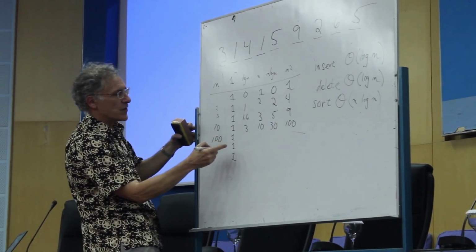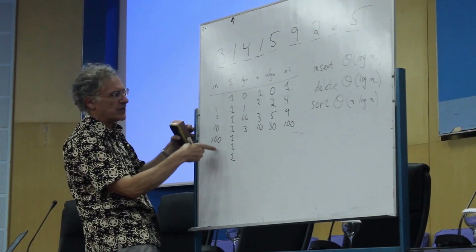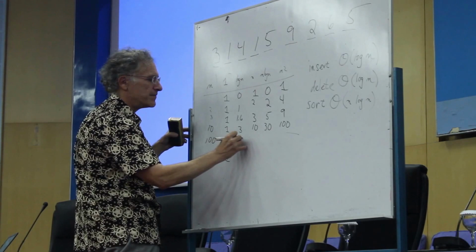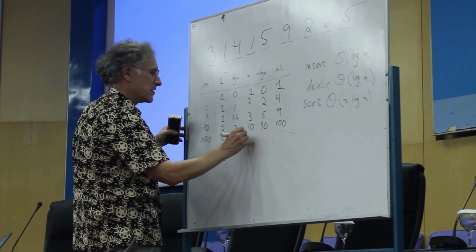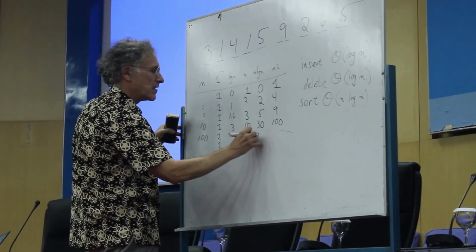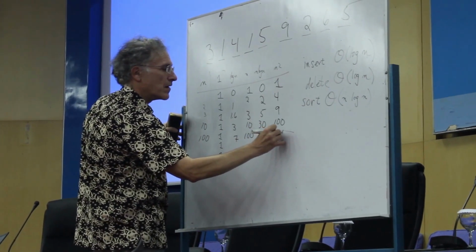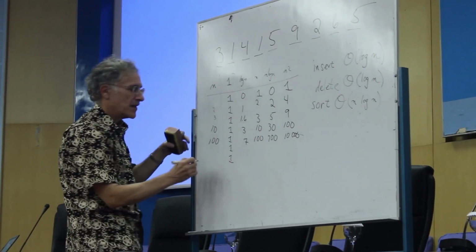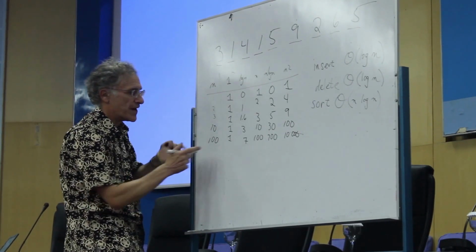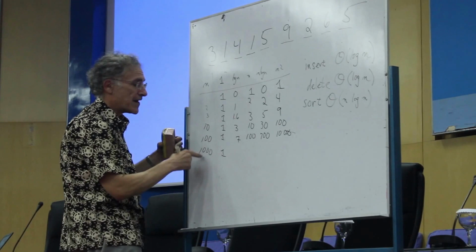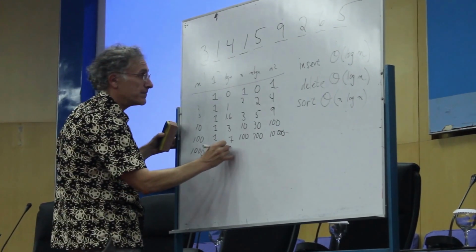Now the next one I want is 100, I think. I will skip 20. 100. Log of 100 is approximately 7. And the last one I'll do here is just 1,000. Log of 1,000 is approximately 10.